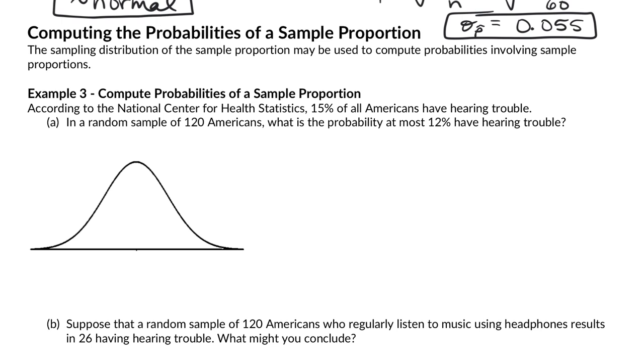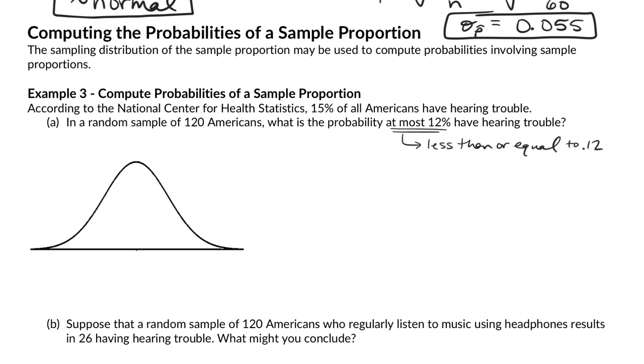First things first, when it says at most 12%, what inequality am I using here? Less than or equal to? It's actually less than or equal to, because at most means that's the largest it can be. It can be less than or equal to 12% or 0.12.